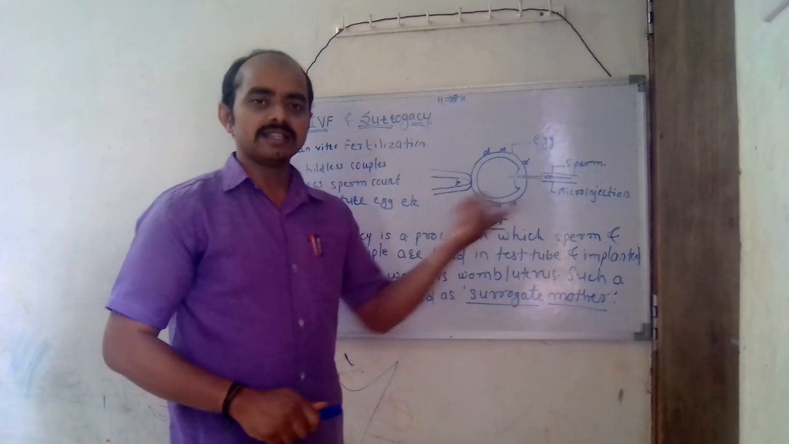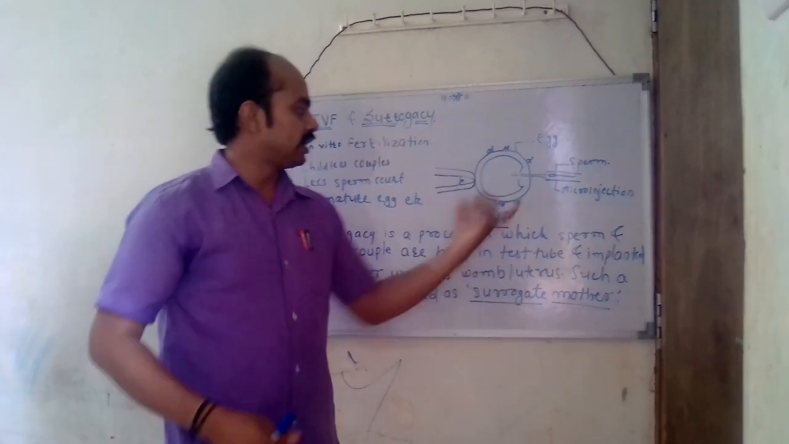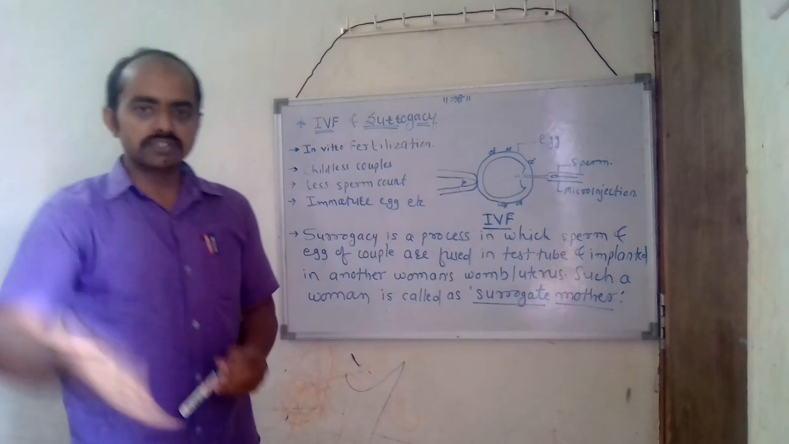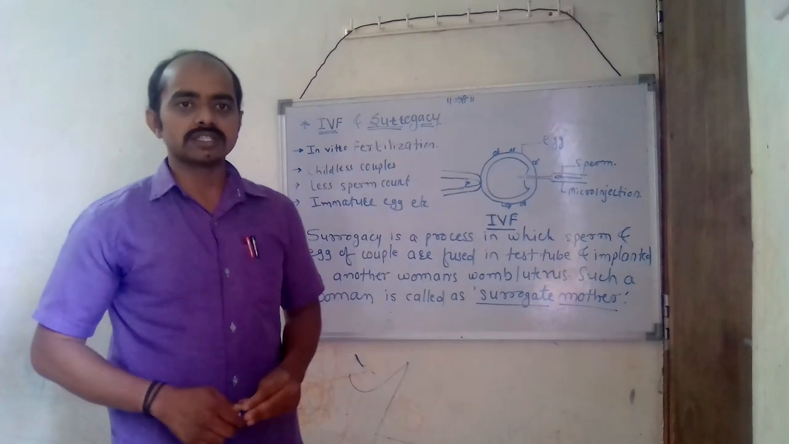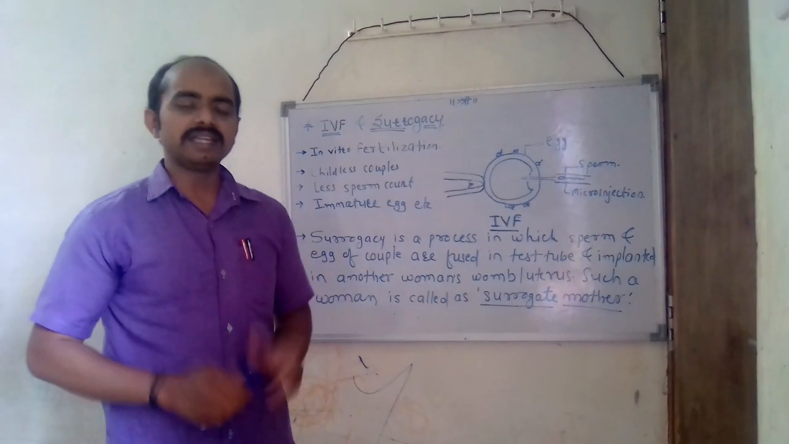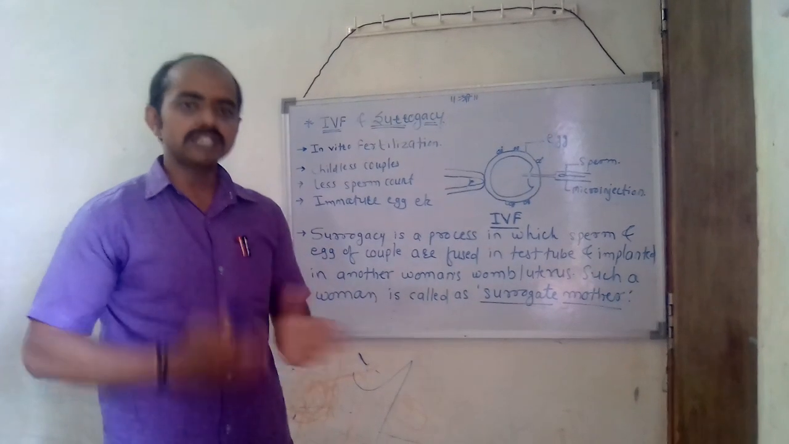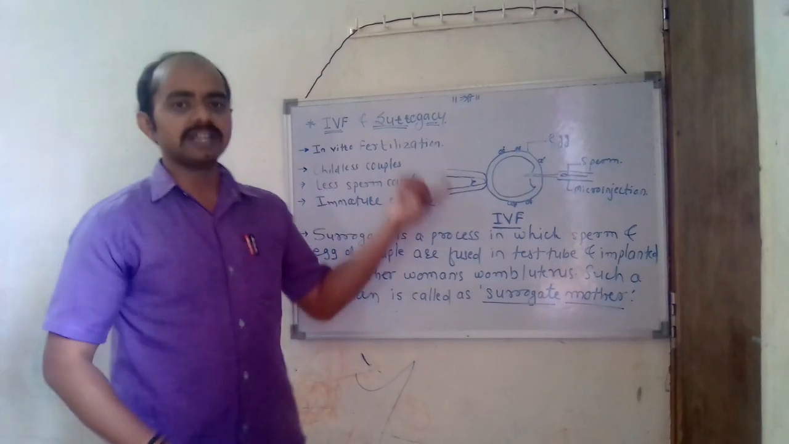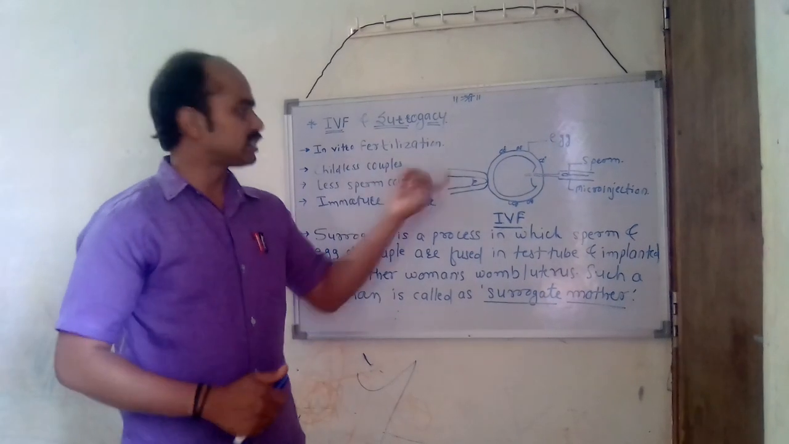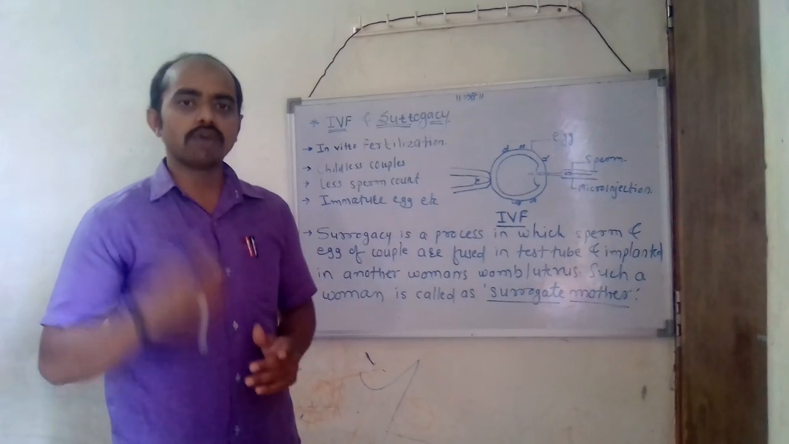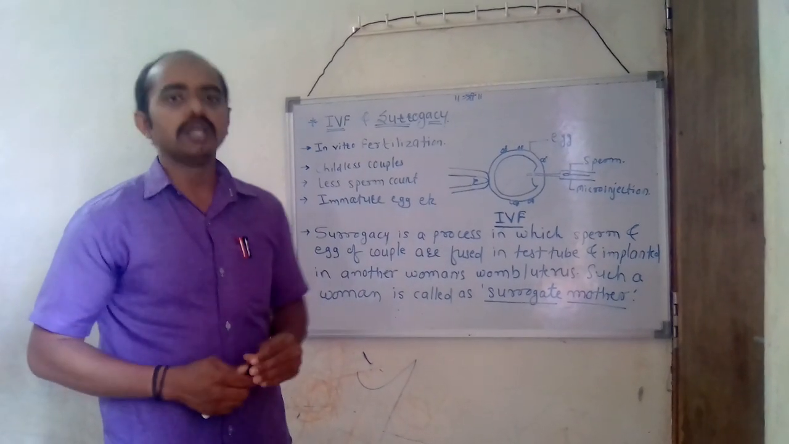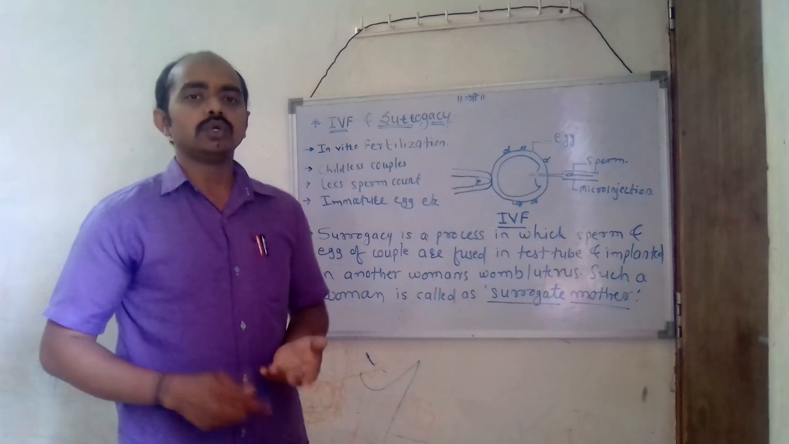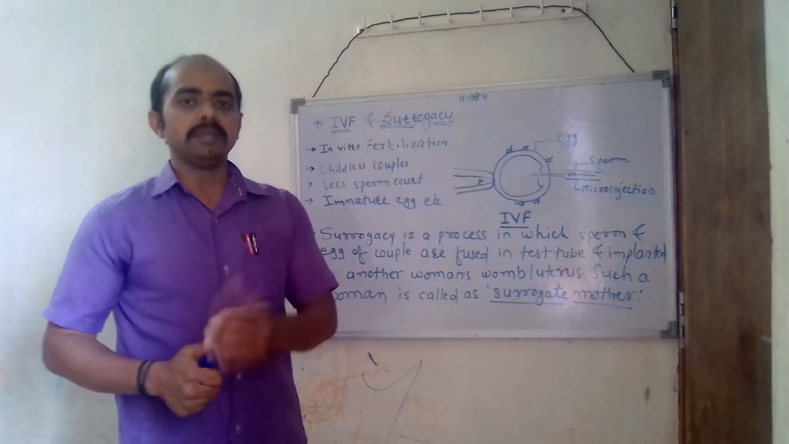fusion occurs and the zygote is formed. After this, the zygote is transferred to the woman's uterus on a proper day, maintaining the hormonal balance. In this way this technique is carried out, and it is known as the in vitro fertilization technique. I repeat, this modern technology is carried out for the male and female who do not have the capability to produce a proper baby.